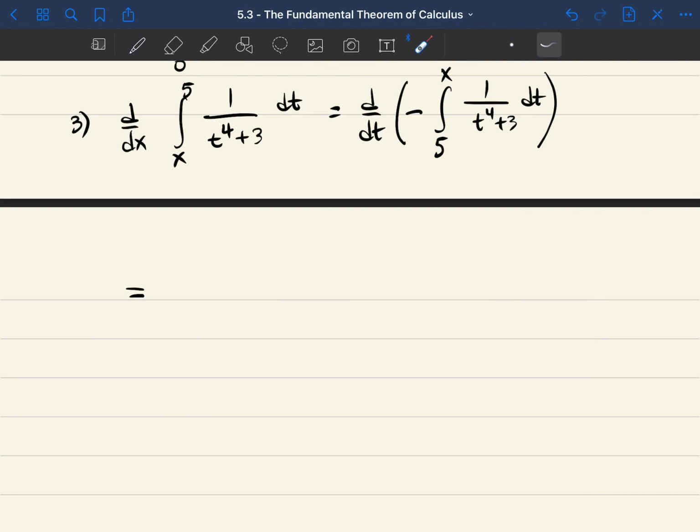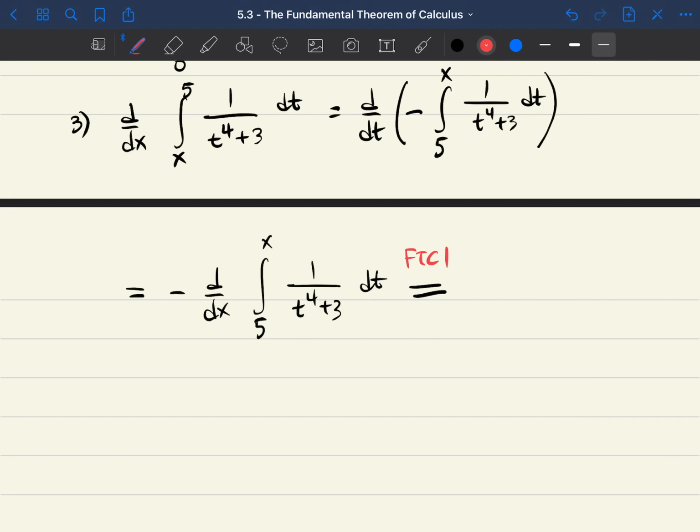So now you can bring the minus outside of the derivative because that's one of the rules of differentiation. So I have minus the derivative with respect to x of the integral from 5 to x of 1 over t to the power of 4 plus 3 dt. Now we can use the fundamental theorem part 1. Okay, so according to FTC 1, this derivative should equal 1 over x to the power of 4 plus 3. That's it. See, we just made this t here an x.